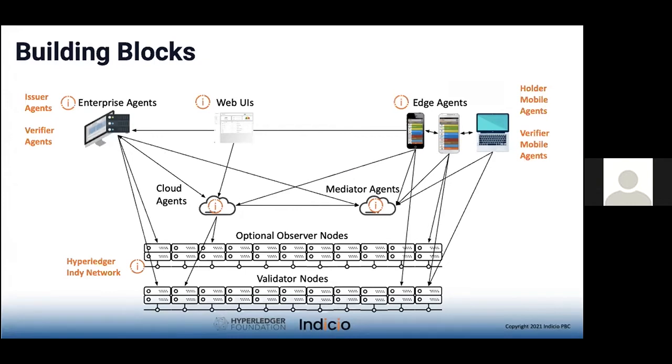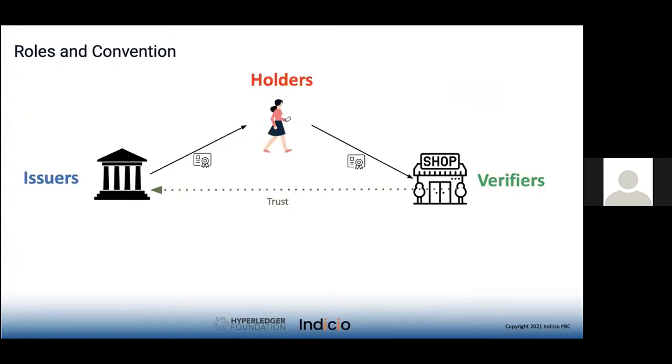I've spoken about issuers, holders, and verifiers, and those names will be used repeatedly. So an issuer is a creator of a verifiable credential given to a credential holder, the data subject or data owner, and then shared with someone who wants that data, a verifier. So issuers, holders, and verifiers are throughout our day-to-day.